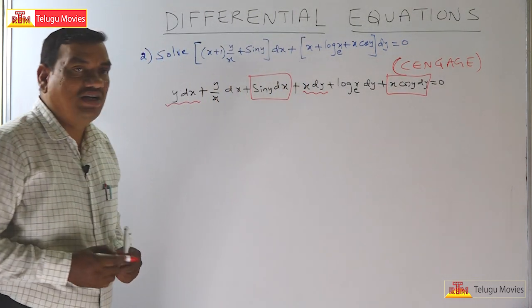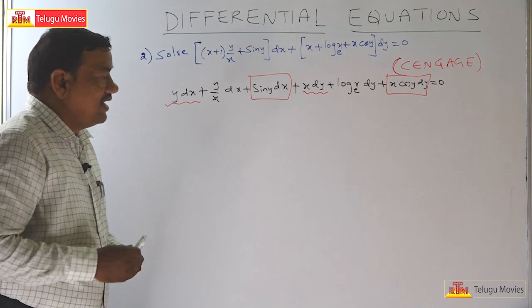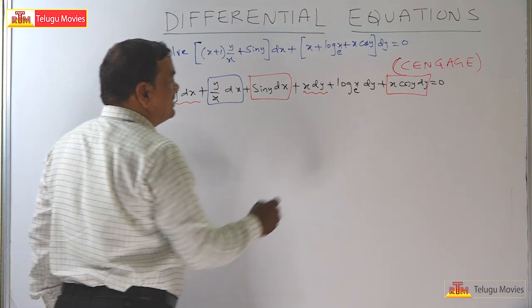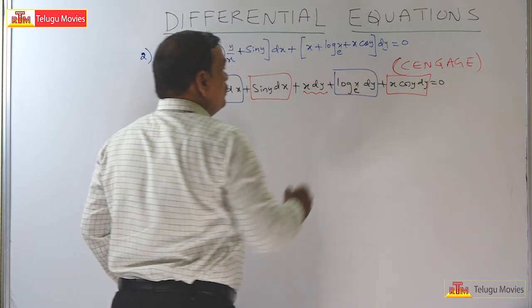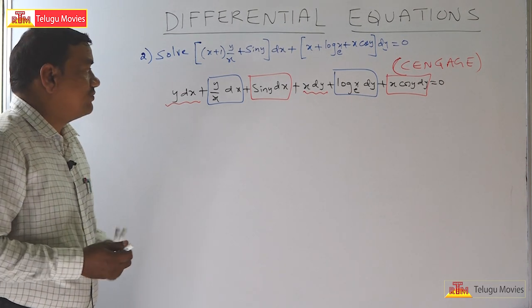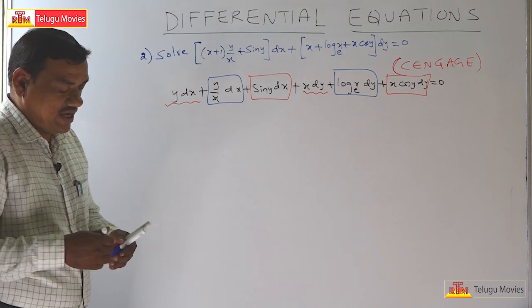Those two are some trigonometric functions. Next we can group these two terms. This is y by x dx, and this is log x to the base c dy. Like that, you have to identify the terms which are to be grouped together.